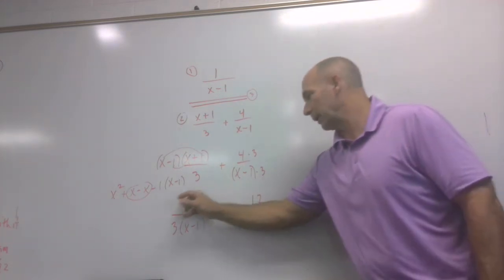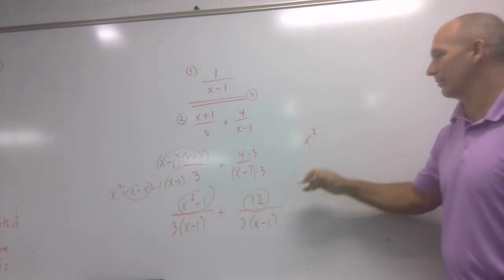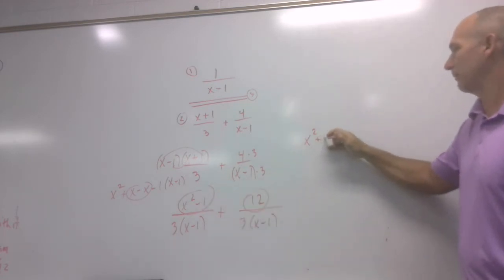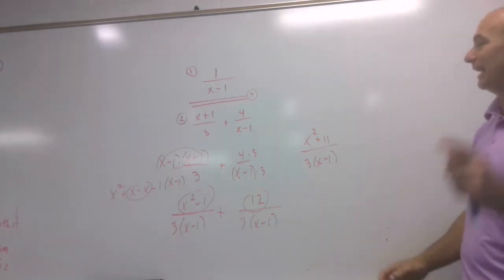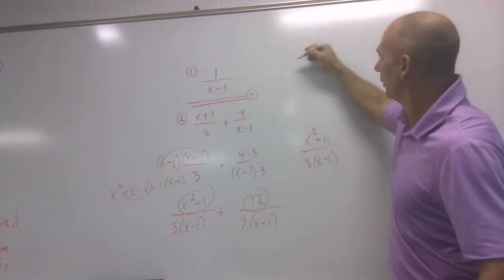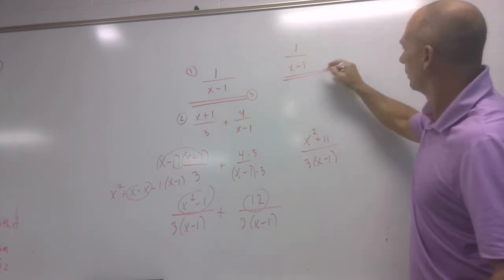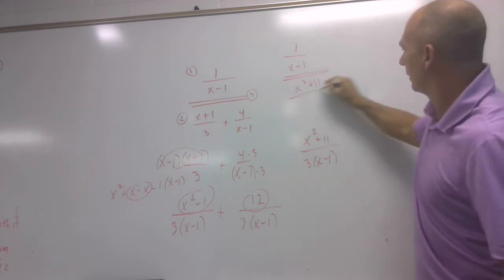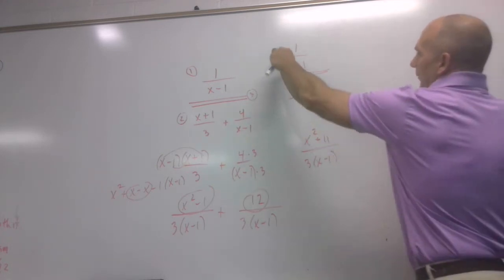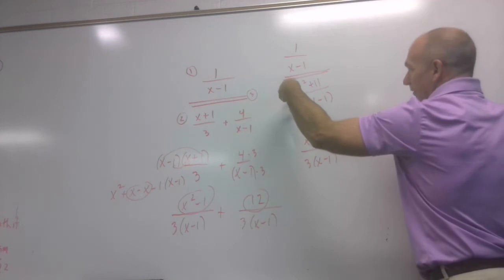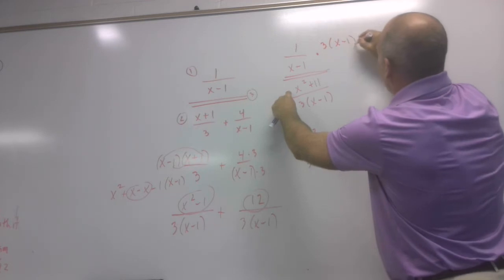So look for like terms in your numerators. I don't have any, so it's, well, I got the constants. x squared plus 11 all over 3 times x minus 1. That is the answer to the bottom. So this problem literally just turned into 1 over x minus 1 over x squared plus 11 over 3 times x minus 1. If you can remember, if I have a fraction divided by a fraction, I got to take the second one, or the one in the denominator, flip it, and multiply.